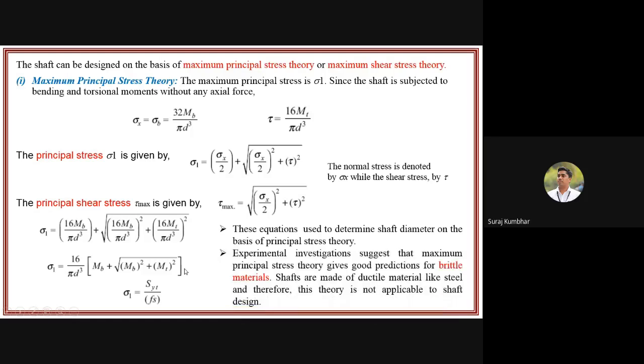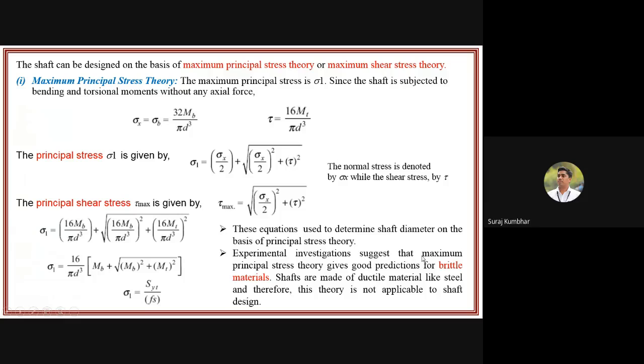Experimental investigation suggests that the maximum principal stress theory gives a good prediction for brittle material. The principal stress theory is used in case of a brittle material only, because experimental investigation shows that it is not applicable to ductile material. Shafts made of a ductile material like steel cannot use this principal stress theory.